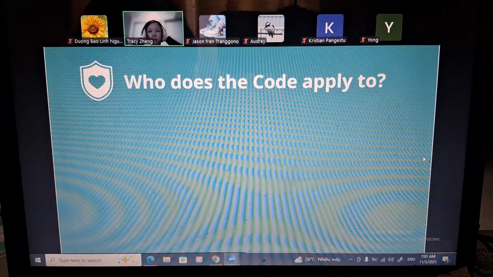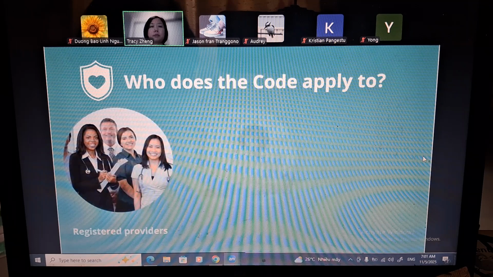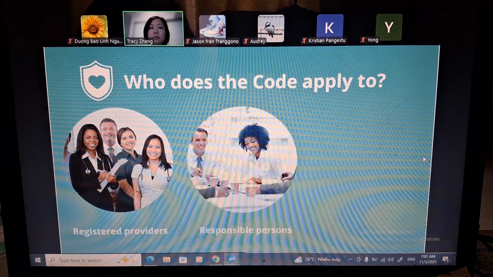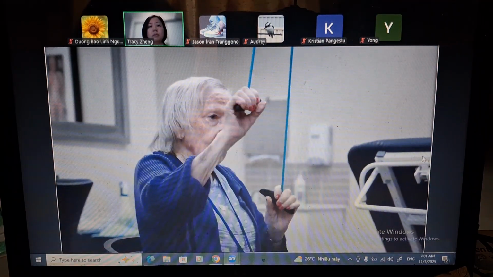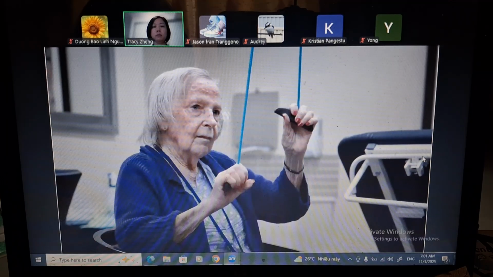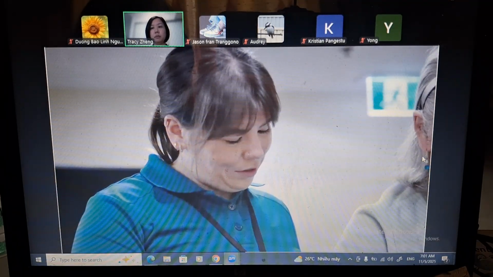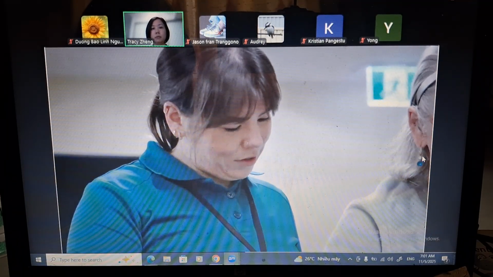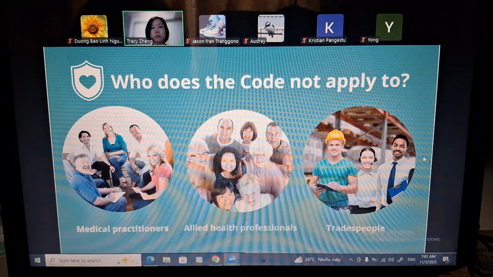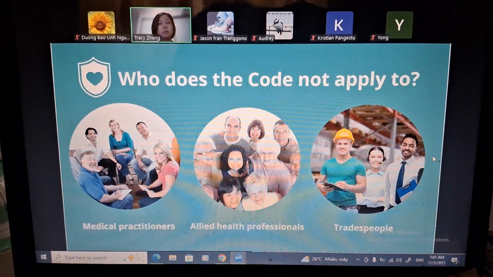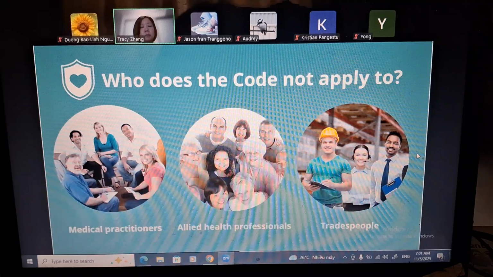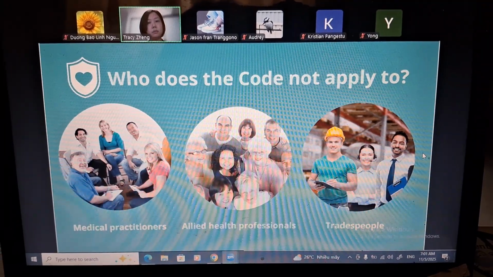The Code applies equally to all registered providers, their responsible persons, for example, board members and chief executive officers, and aged care workers. This includes people employed by the provider, those employed by an associated provider of the registered provider, as well as volunteers. The Code doesn't apply to visiting medical practitioners, pharmacists, and other allied health professionals and tradespeople who perform work that is not under the control of the provider. For example, those visiting for a one-off maintenance task.